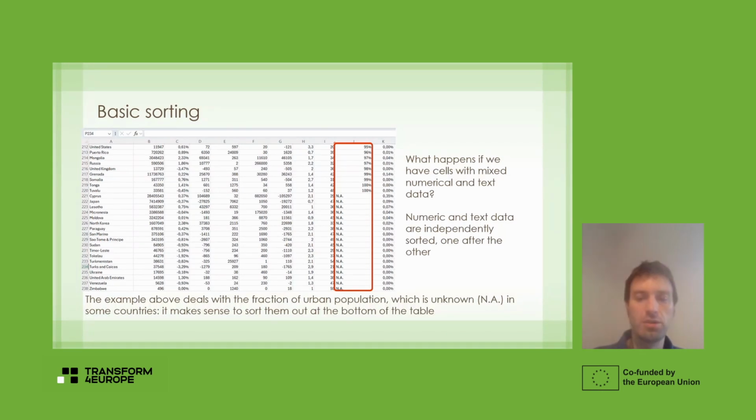Okay, so just to let you know that ordering might even work on columns that include mixed text and numerical values.